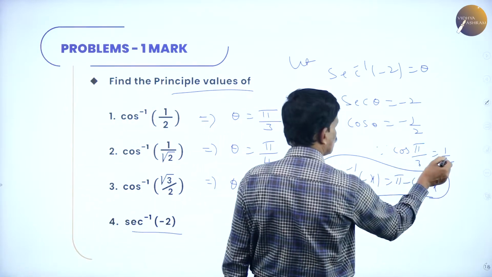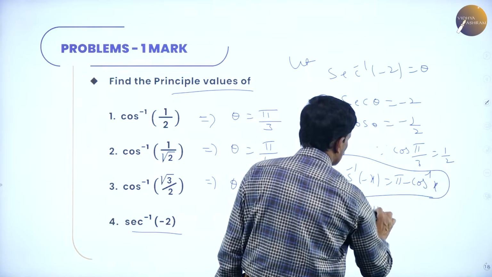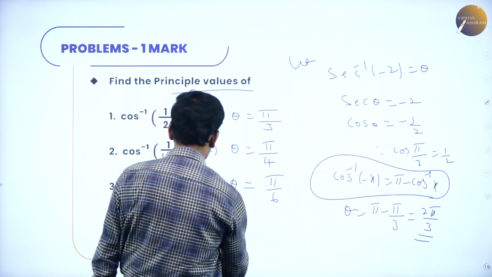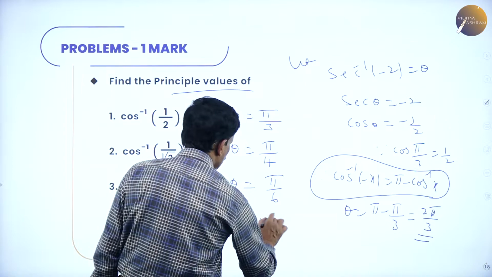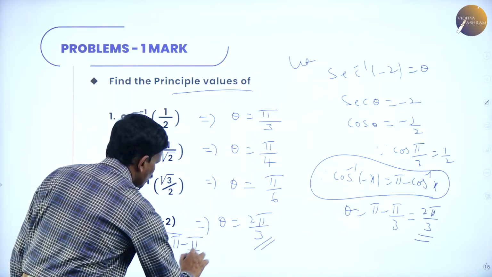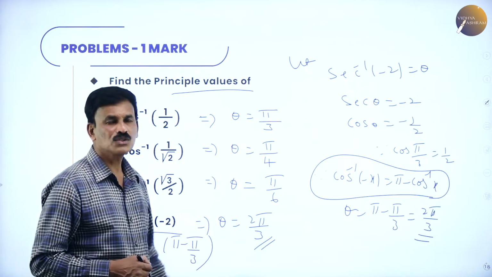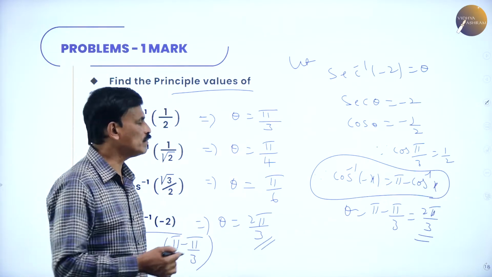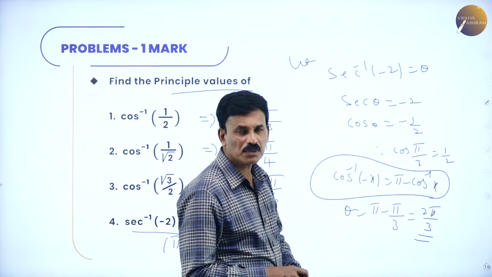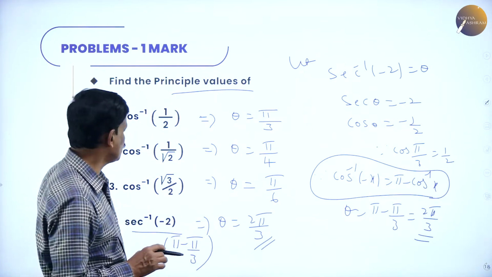So here theta is equal to pi by 3. For cos inverse of minus 1 by 2, theta is equal to pi minus pi by 3, that is equal to 2 pi by 3. So theta is equal to 2 pi by 3, because here we use pi minus pi by 3, which is 2 pi by 3. That is it. So cos inverse of minus x is pi minus cos inverse of x. This is the formula we are going to use for cos inverse of x if it is negative.